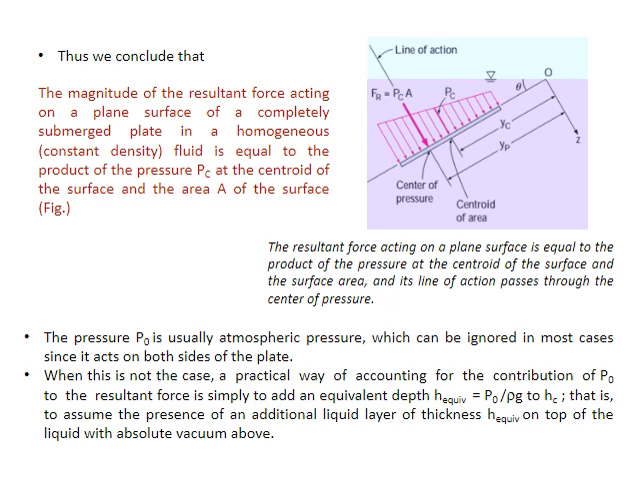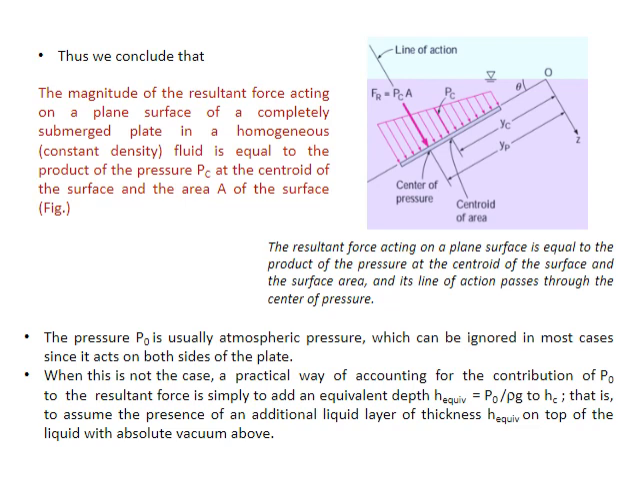In this slide, we will conclude that the magnitude of the resultant force acting on a plane surface of a completely submerged plate in a homogeneous (constant density) fluid is equal to the product of the pressure Pc at the centroid of the surface and the area A of the surface. The pressure P0 is usually atmospheric pressure, which can be ignored in most cases since it acts on both sides of the plate. So both sides will have atmospheric pressure, and that will cancel out. So we will ignore that kind of case.